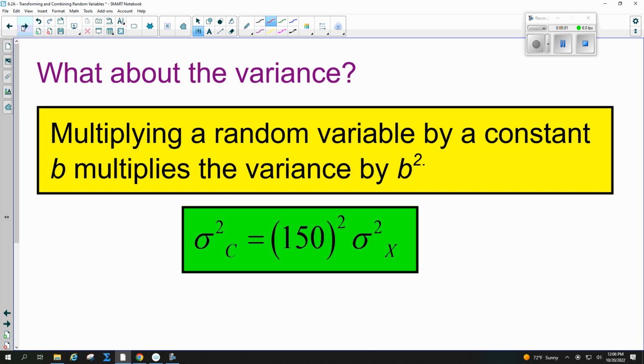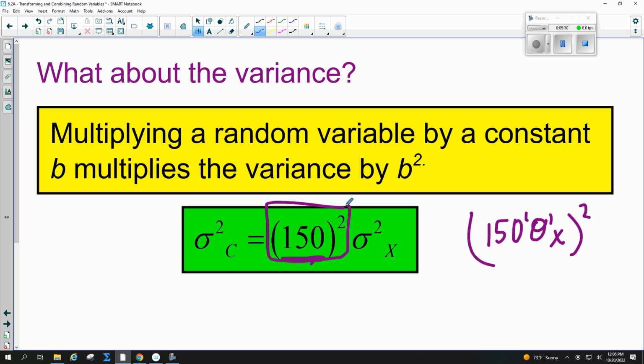Okay, for the variance, you guys, instead of multiplying by 150, you do need to probably write this down. You will multiply by the constant squared, because if I was multiplying the standard deviation, remember we can multiply our standard deviation by a constant. If you square that whole thing, you can distribute that exponent to both. So you need to multiply the variance by whatever your constant is squared.